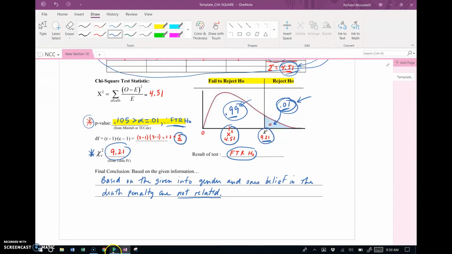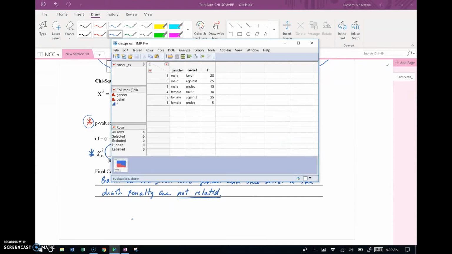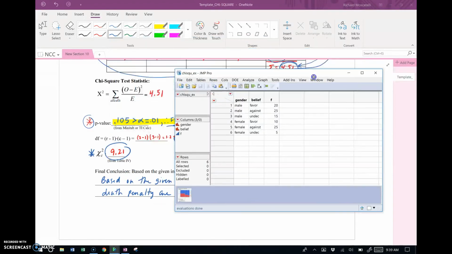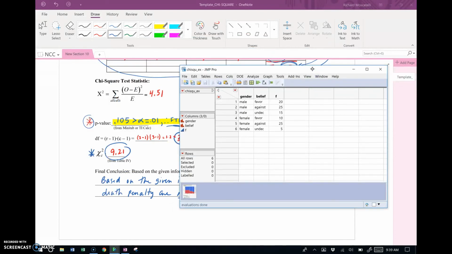All right, so hopefully this helps you out with running the chi-square test. I believe that to me, the hardest part really is taking the contingency table that you see and converting that table into a JMP table. Once you have that in there, really the test speaks for itself. And then you can just grab all the values right off the output screen.